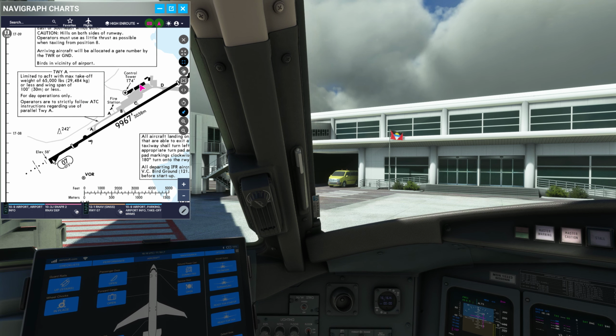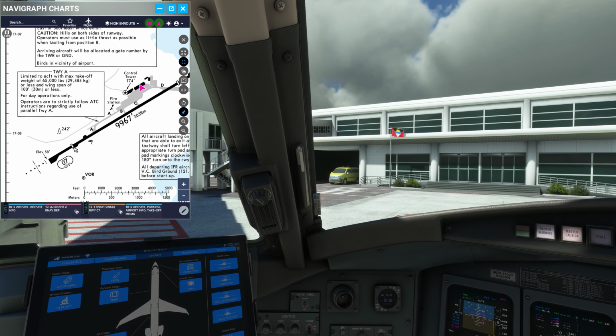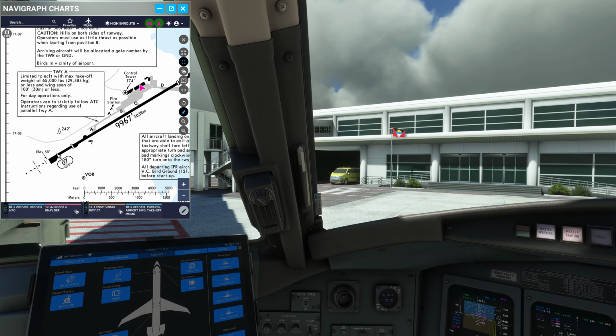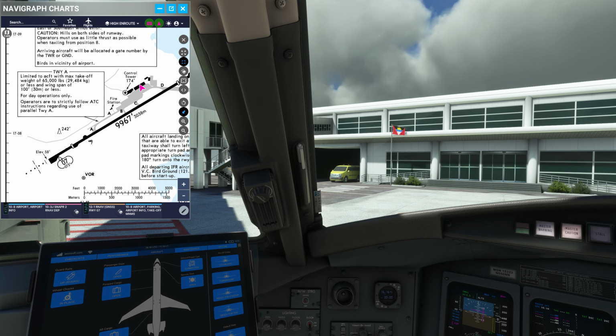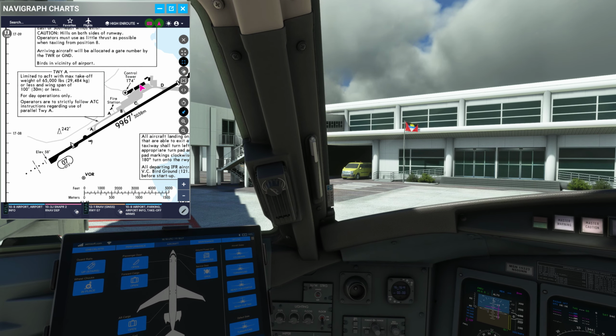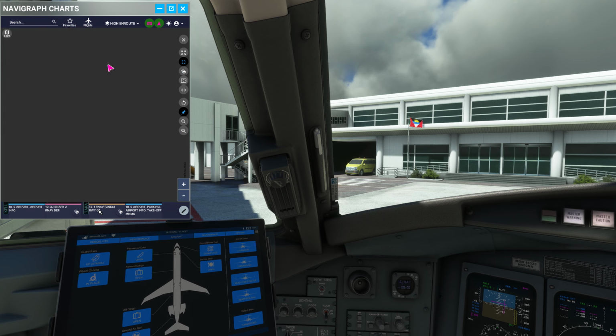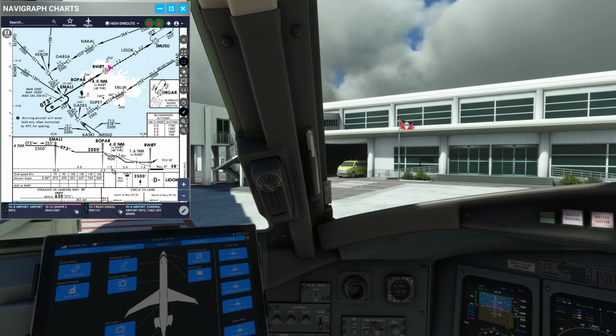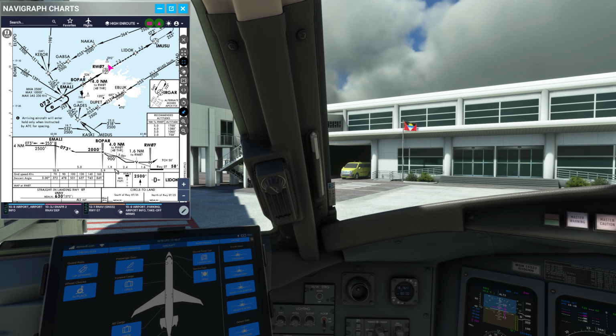And there's the displaced threshold here, which is what this white bar indicates, and you saw it coming in, the white arrows along this part of the runway, which means you can use these for takeoff, but you can't land on it, so you've got to land here, right? And when you look at this, you've got this 0.9 difference, right?